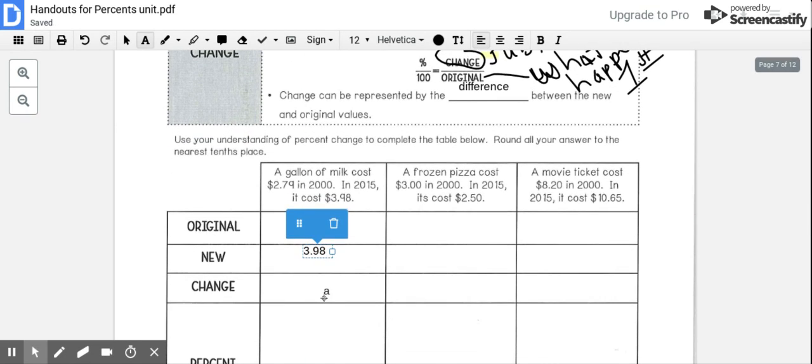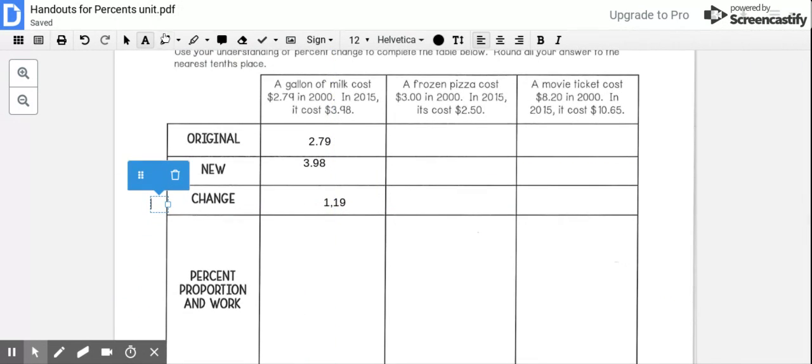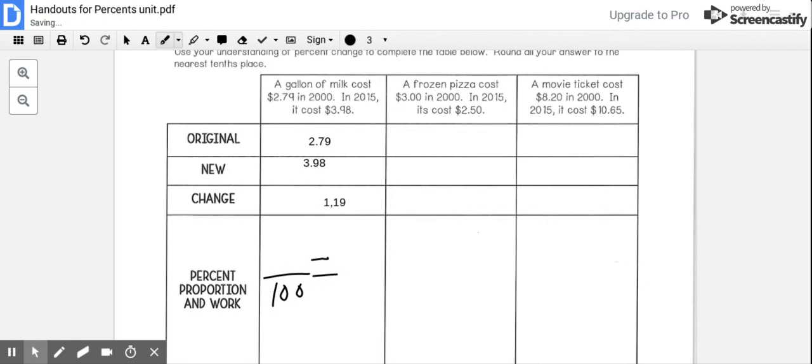So the change is when you subtract them. If you go ahead and subtract them, you should get $1.19. Okay, and then the percent proportion that you would write would be your 100, and we don't know the percent. We're trying to figure out what percent change there was. The change is $1.19, so that goes up on top. And then down below is always your original. Well, that is what happened first. So you have to go back and look at the problem, and 2000 comes first before 2015. So we use the $2.79.